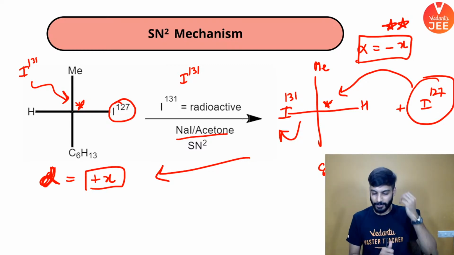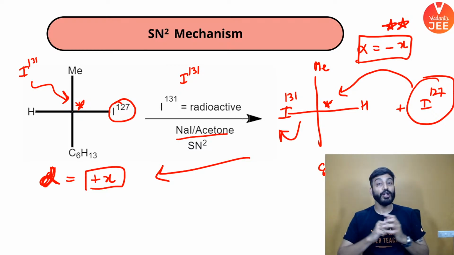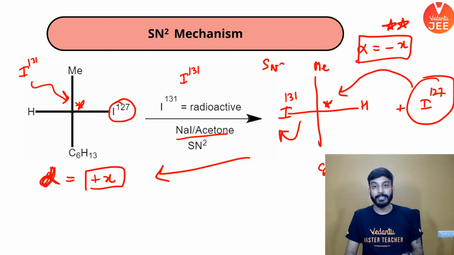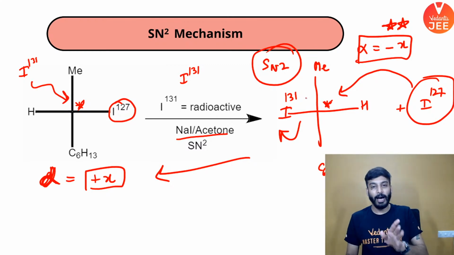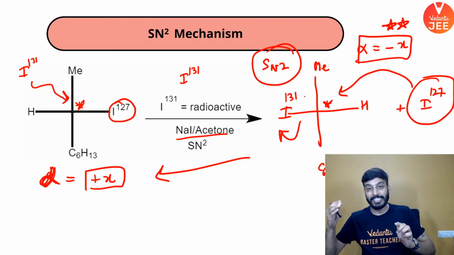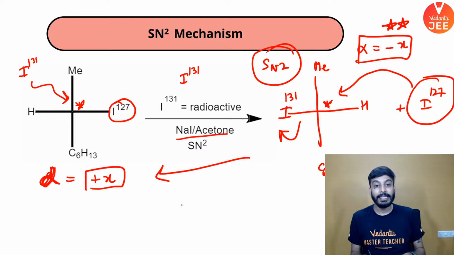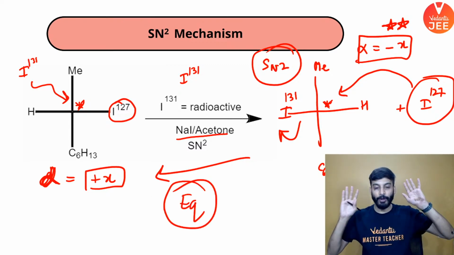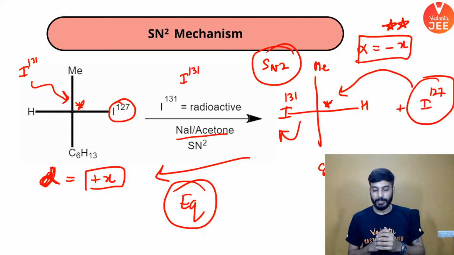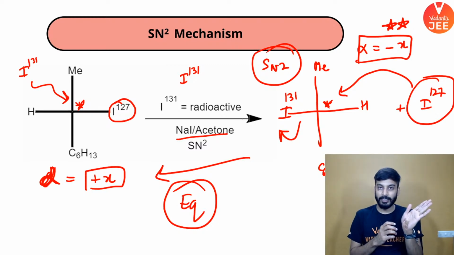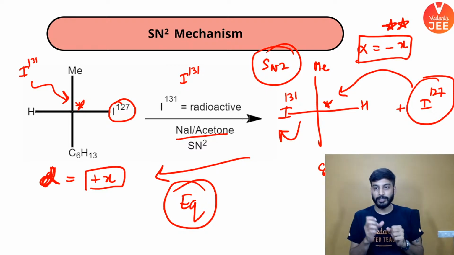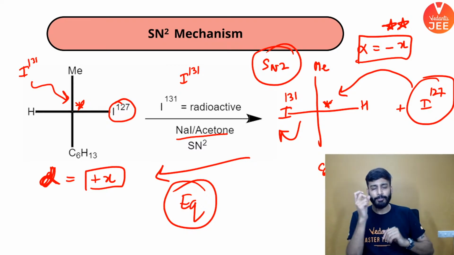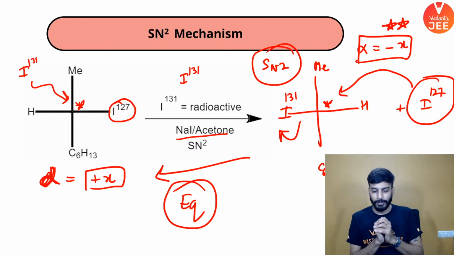Now check this out. This I127 will also have which kind of attack? We are speculating it should also be an SN2 attack. Now imagine this reaction will start going backwards. So there will be an equilibrium. One point will come where equilibrium is established. Do you agree? One time it has plus x as specific rotation, and next time minus x. This is happening all the time.